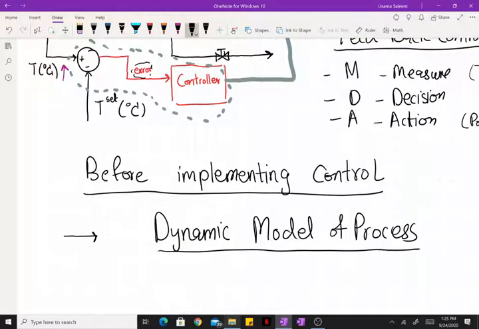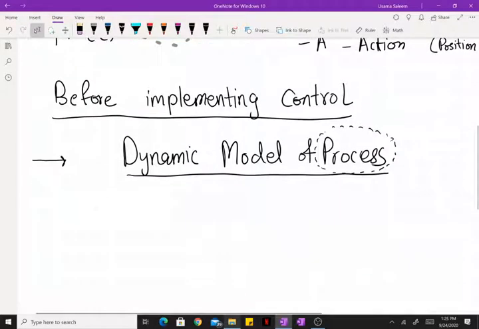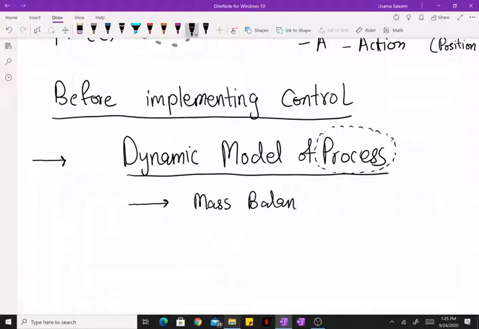In order to be a good controls engineer, you need to know as much about the process as you can. The better your data and the better your model for the process, the better you'll be able to control it. How do we come up with these models? We're going to be doing everything that we've been doing so far: mass balance, energy balance.